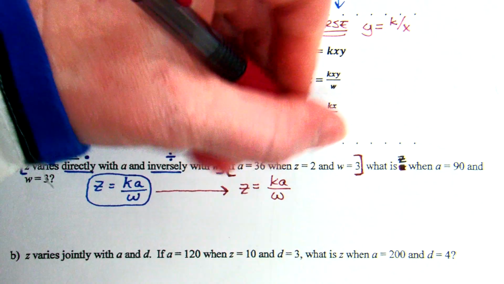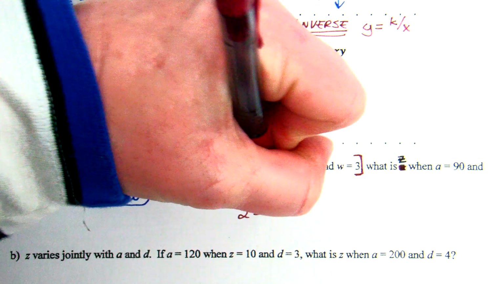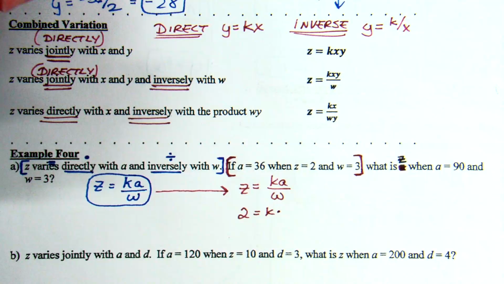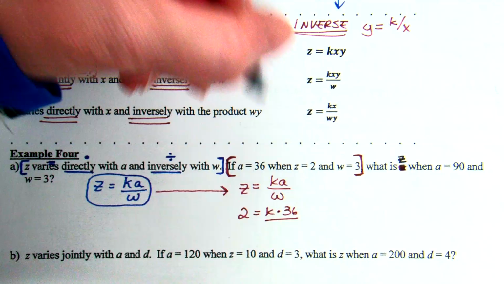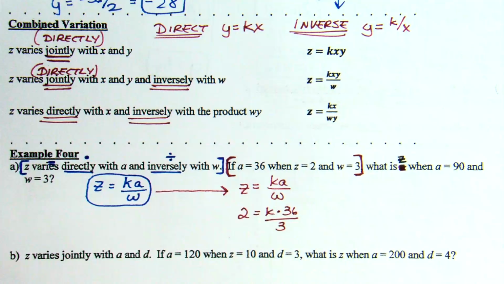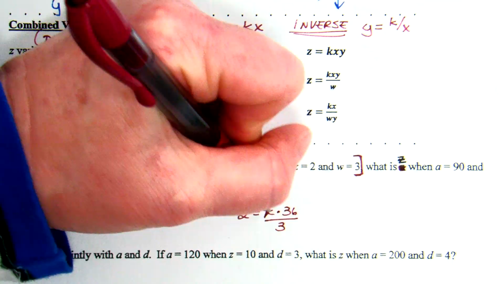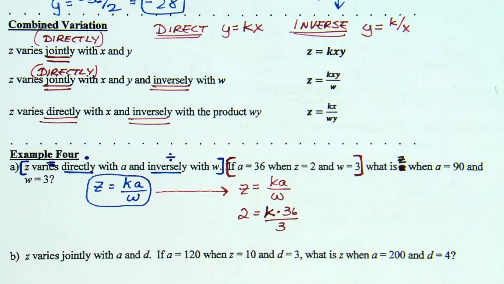Z is 2, K times A, K times 36 divided by W, which is 3. Okay, 2 equals K times 36 divided by 3. There are two different directions I could go here. Multiply both sides by 3. Multiplying both sides by 3 will get rid of the fraction, the denominator.